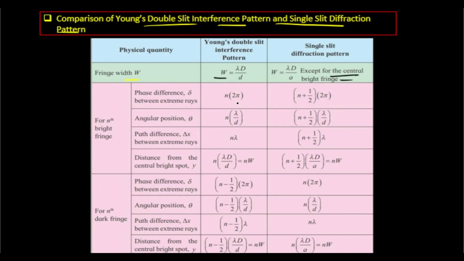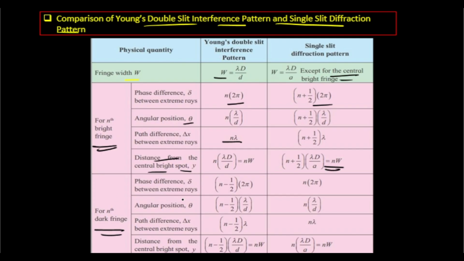For the nth bright fringe, the phase difference is n into 2 pi in Young's and (n plus 1) into 2 pi in single slit. The angular position theta is n into lambda by d, and (n plus half) into lambda by a. The path difference is n into lambda, and (n plus half) into lambda. The distance from the central bright spot, y, is n lambda D by d equal to n W for Young's, and for a single slit, (n plus half) lambda D by a.